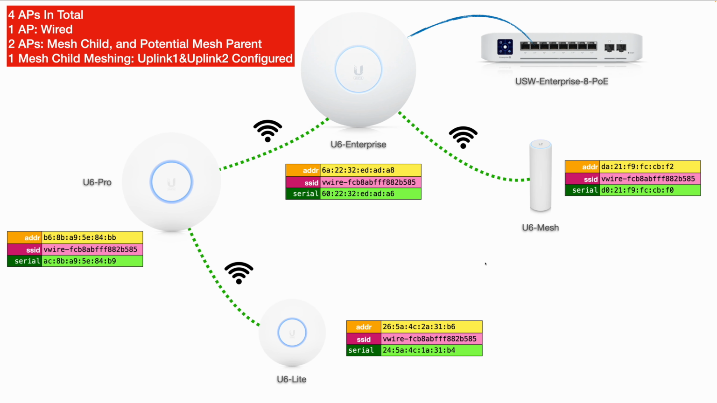I only connect one AP, U6 Enterprise, with the switch. It is wired. All the other APs will be meshed. To make things more complicated, I add a fourth access point, a U6 Lite. And I will configure the U6 Lite so that it will prefer to mesh to the U6 Pro instead of the other two. So this is the final topology I want to achieve. Let's go to the network controller.